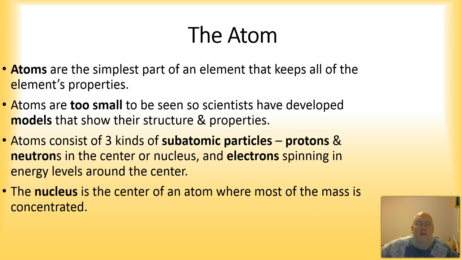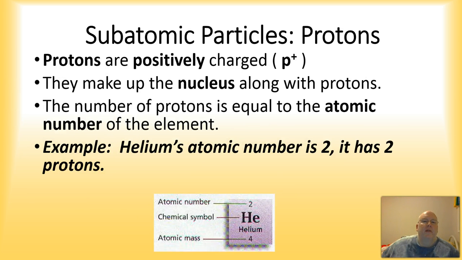The atom consists of parts. Even though the atom is very tiny itself, it still consists of parts. Those parts are usually called particles, and because they're smaller than the atom itself, they're called subatomic particles. They are the protons, the neutrons, and the electrons. There are 2 major parts of the atom. The nucleus, which is where most of the mass is, and that's the center, and that's made up of the protons and the neutrons.